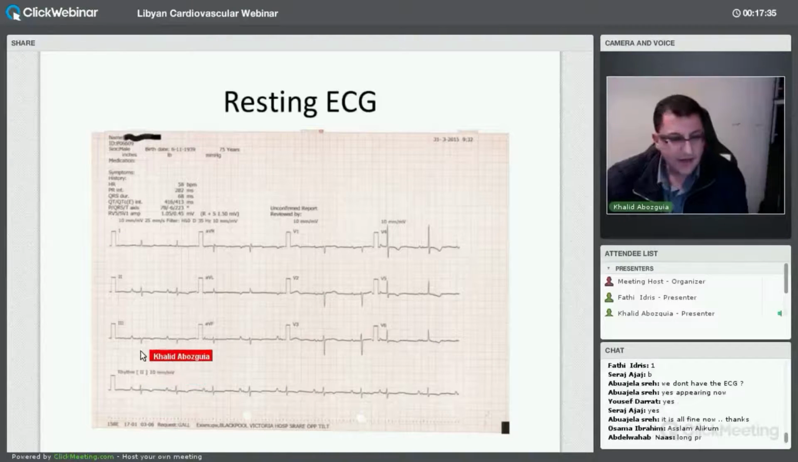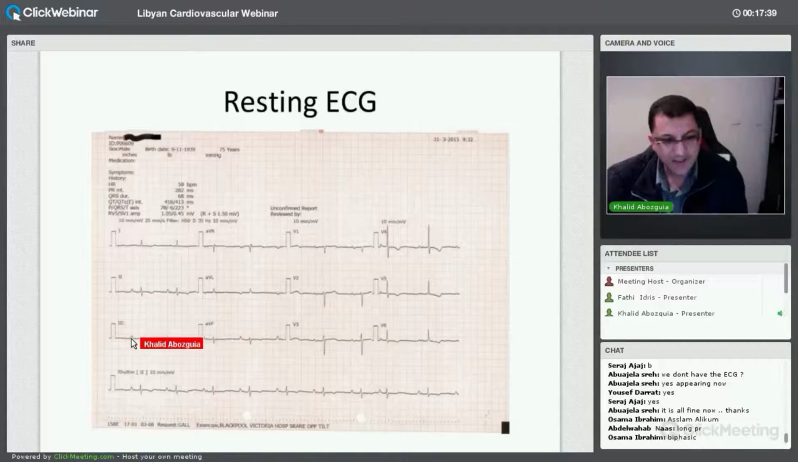So I think you clearly see. Dr. Anas says it's a long PR. I agree. There is a degree of first degree heart block. That's correct. It's biphasic, specifically. Yeah. Okay. See, that's good. Right.